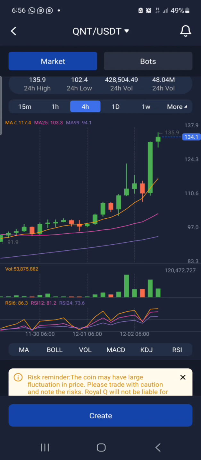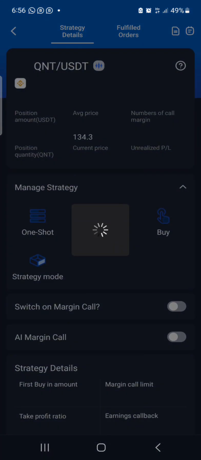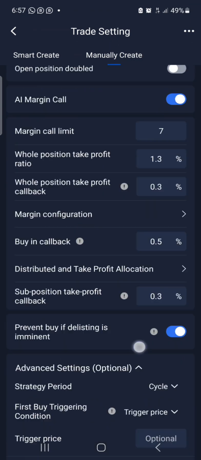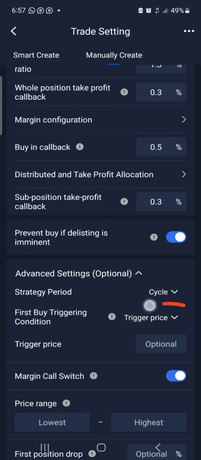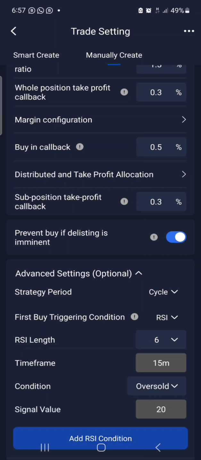All right, so guys, I just wanted to give you a brief detail, but let's see how you can use it in Royalq. Create as usual, and then tap trade settings, and then manually create here. Then we tap advanced options, tap on trigger price like we did in the MACD, and then instead of choosing MACD like we did, we are choosing RSI. Tap it and then it appears.